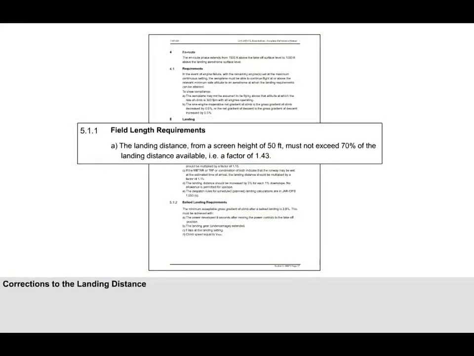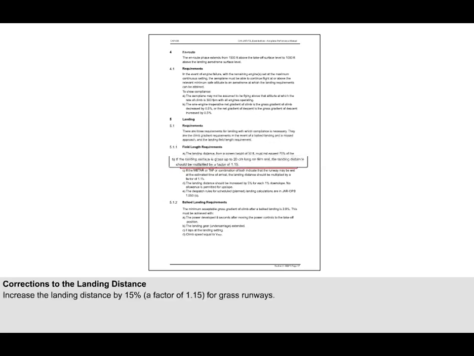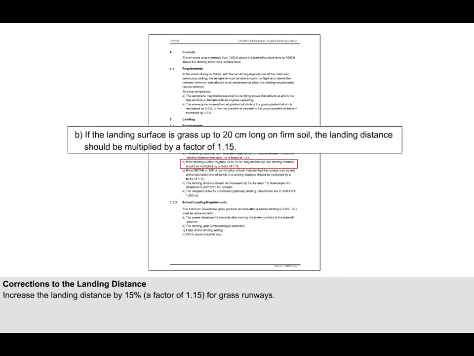Having discussed the regulation requirements detailing the maximum landing distance that must be available at a destination airfield or alternate airfield, we will now examine in detail the regulations governing how the landing distance is calculated, given non-standard conditions. In CAP 698, Section 3, on page 17, under point 511b, we read that if the runway is of grass up to 20 centimeters high, the landing distance should be multiplied by a factor of 1.15. This would effectively increase the landing distance by 15%.